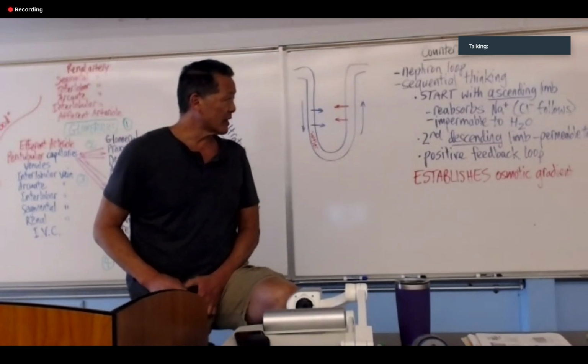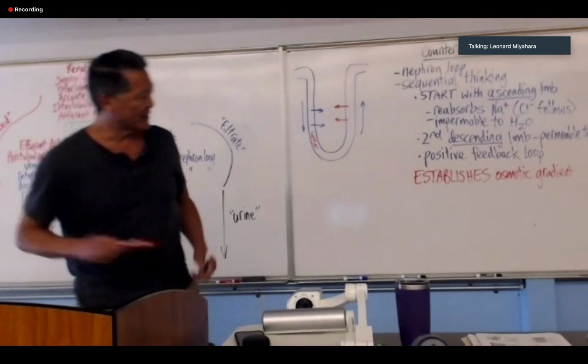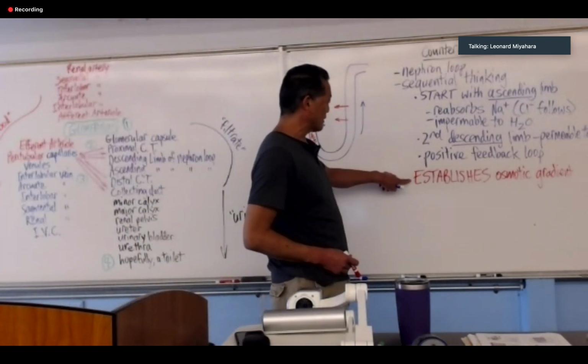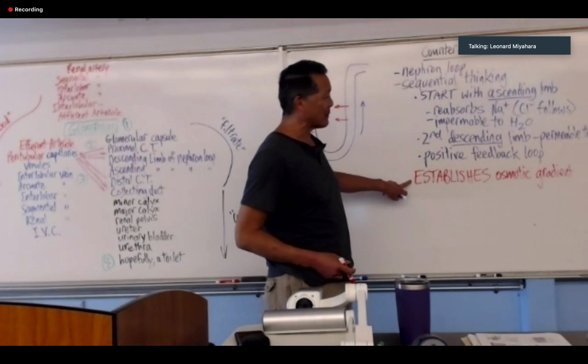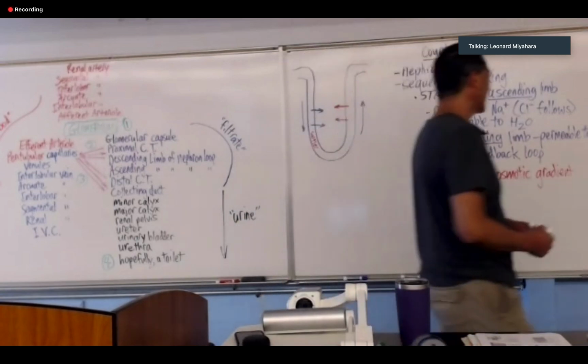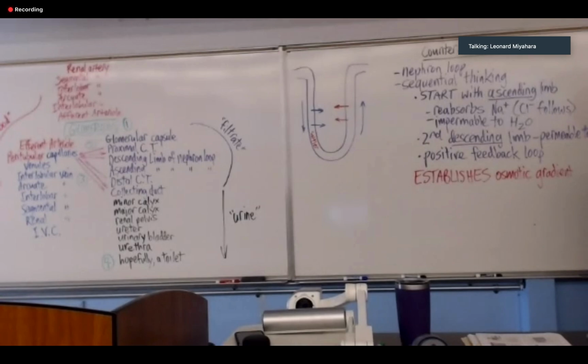The key here is, the countercurrent multiplier makes the osmotic gradient. When it says establishes osmotic gradient, it makes the osmotic gradient. The exchanger maintains the osmotic gradient in a very energy efficient way. Because the multiplier is burning a lot of ATP with all the sodium pumps.